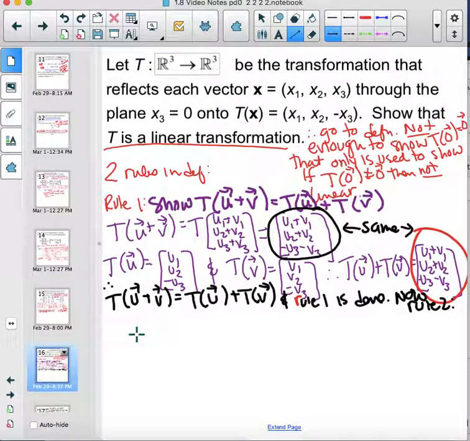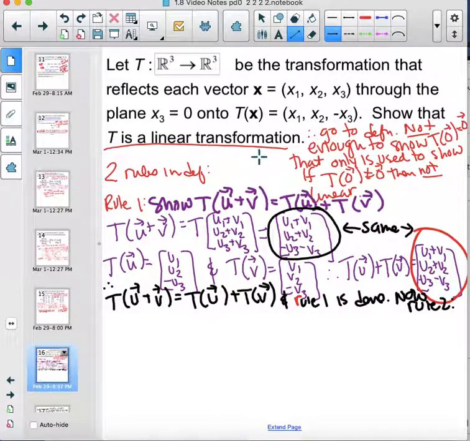Another example, we're going to go from R3 to R3, and T is the transformation reflecting each input vector in R3 through the plane where X3 is 0, and so you're reflecting it so that X1 and X2 stay the same, but X3 becomes negative. So is X3 is 0 really a plane or is that a line? If Z is always 0, no, that would be a plane. Think about it. X, Y, Z. Z is 0, so X and Y would stay the same, and then Z would be flipped.